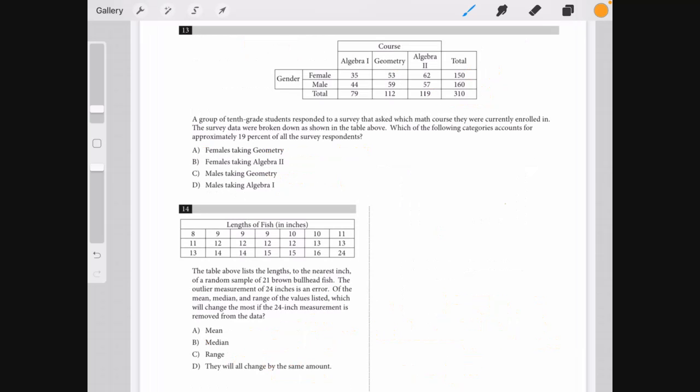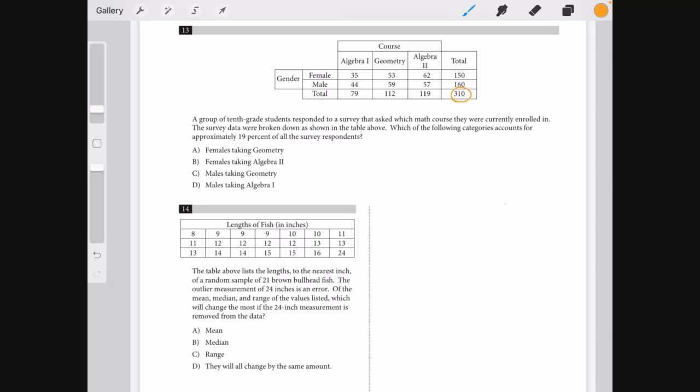All right, question 13. A group of 10th grade students responded to a survey that asked which math courses they were currently enrolled in. The survey data were broken down as shown in the table above. Which of the following categories accounts for approximately 19% of all the survey respondents? All right, so all total survey respondents are 310. You want to find out which is 19% of that.